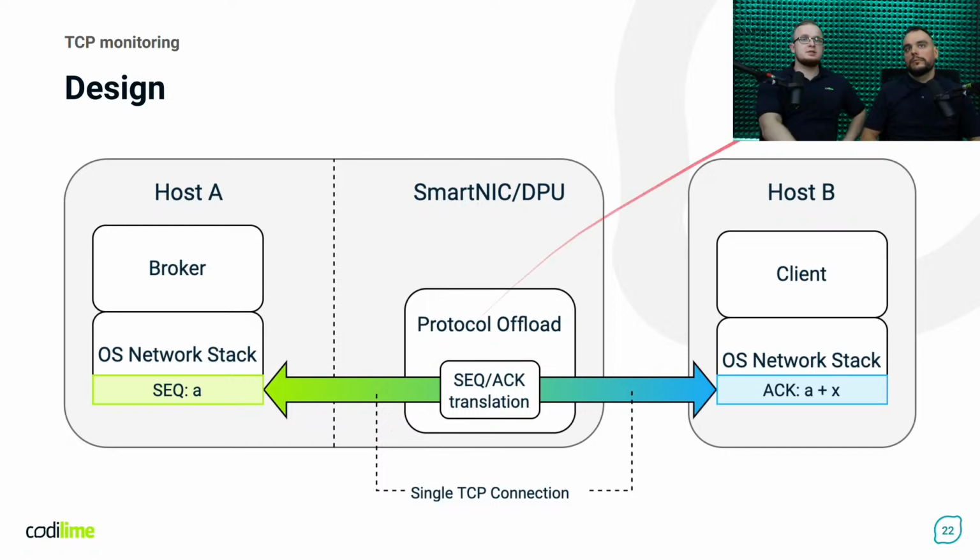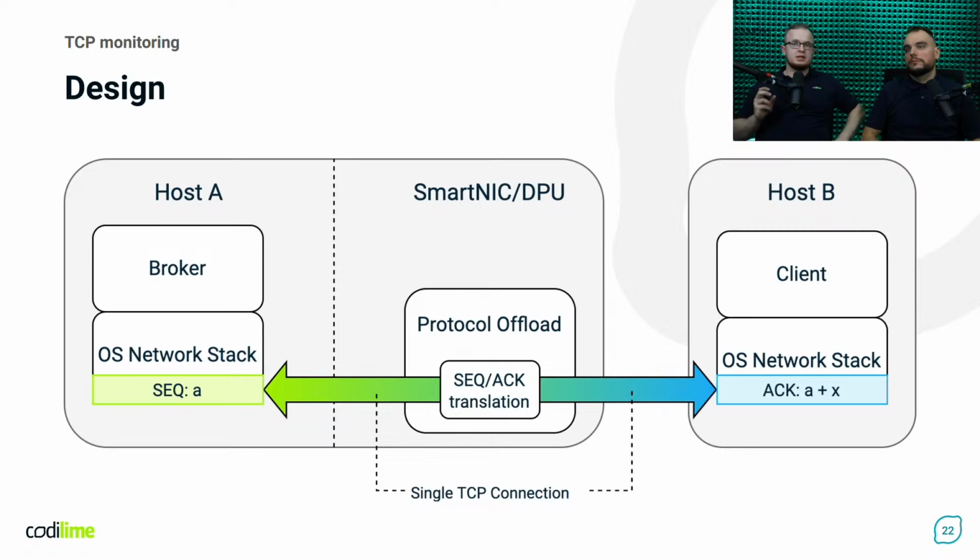There is an ongoing connectivity between the broker and the client. We're putting the protocol offload in between. It is going to sniff the sequence and acknowledgement numbers between the broker and the client. Here we have one side only, but it's going to be sequence ACK on both sides. And we are also providing a mechanism, aside from monitoring.